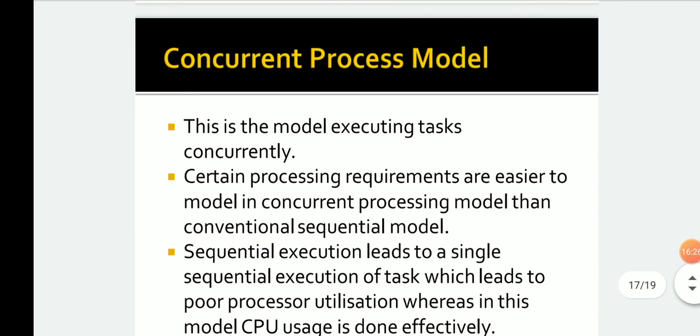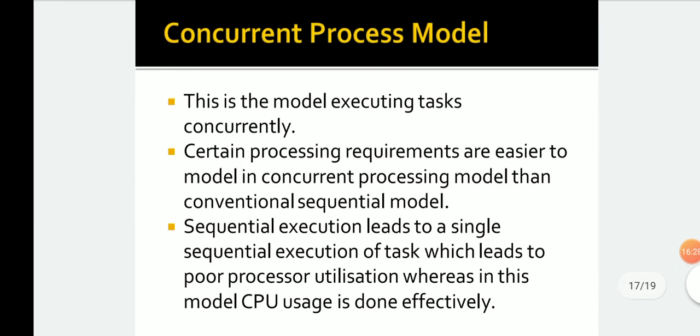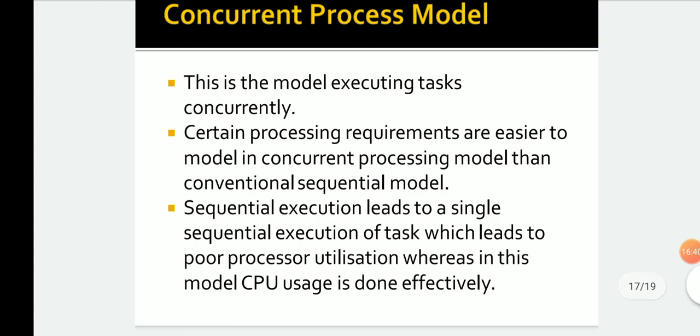Next one is the concurrent process model. This is the model executing tasks concurrently. In this model, tasks will be executed concurrently. That means if there are many tasks, all of them will be done in parallel, that means time will be used effectively. Some processing requirements are easier to model in the concurrent processing model rather than the conventional sequential model. Yeah, you all know.